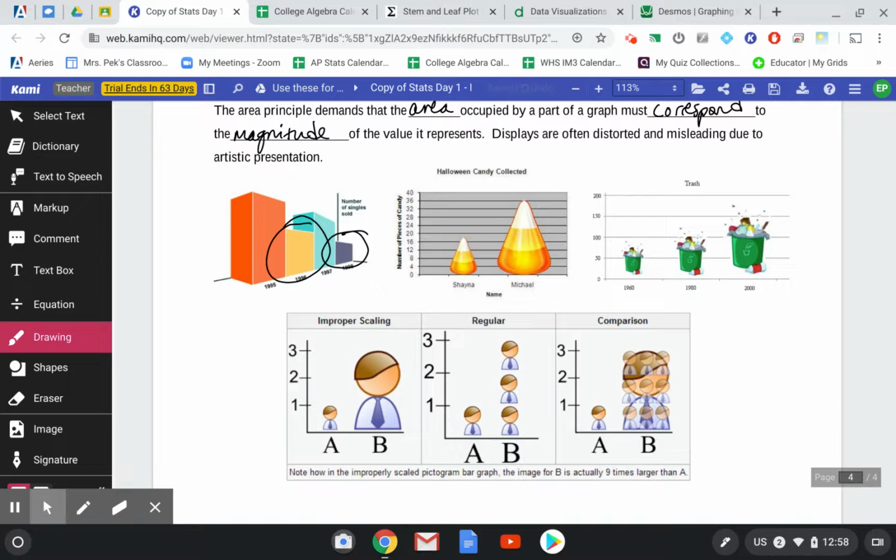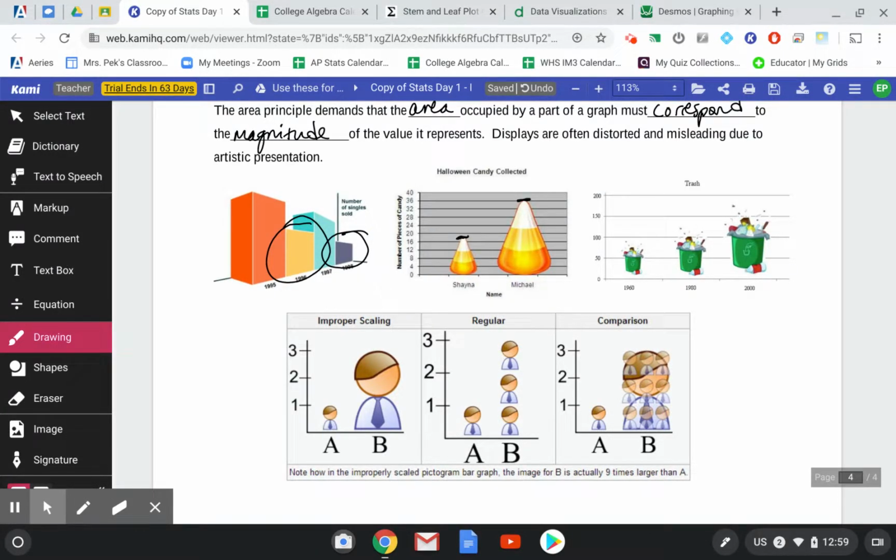Same with the Halloween candy collected. If you notice, this goes up to 18 and this goes up to 36, which means this should just be twice as much, but that is more than 2 of those little candy corns. I can fit more than 2 little candy corns into the big one. So the area doesn't correspond to the difference between the magnitudes.